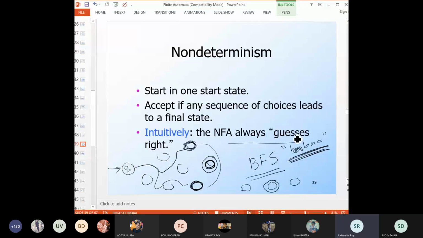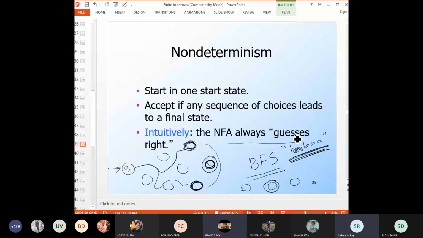Yes, now you ask what you want to ask. Ma'am, what if 2 possible paths lead to accepting states? 2 possible paths. Fantastic. Yes. We need at least one. So that is also valid. Yes, absolutely. It is possible that all the paths lead to accepting states.